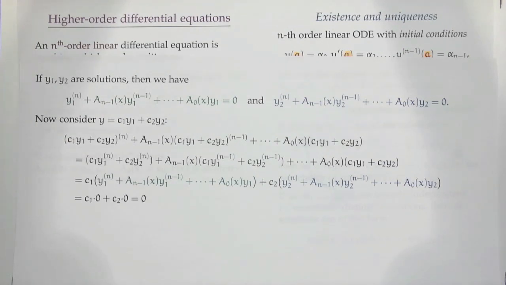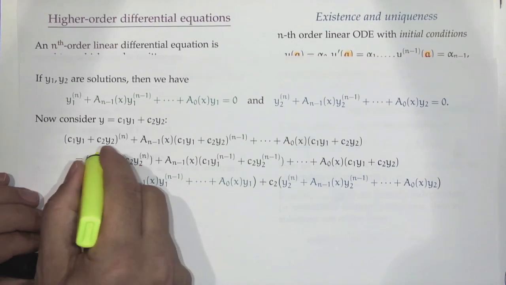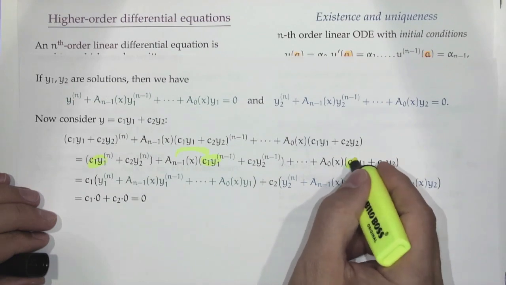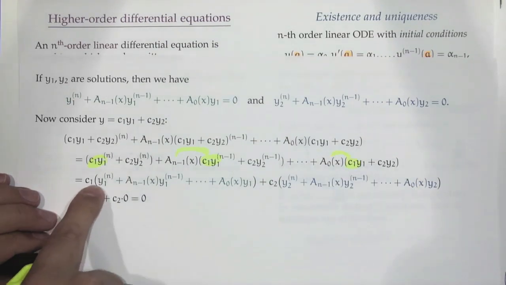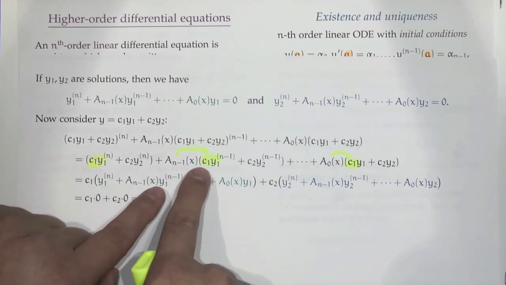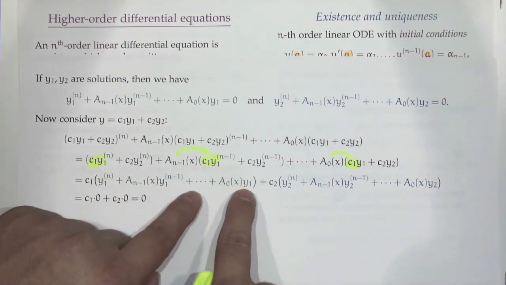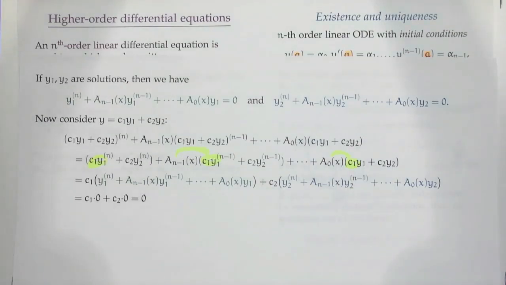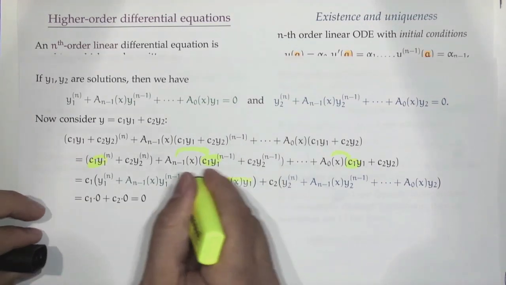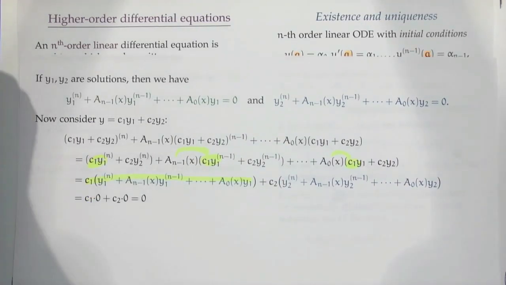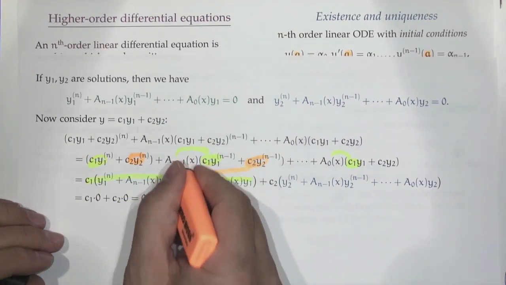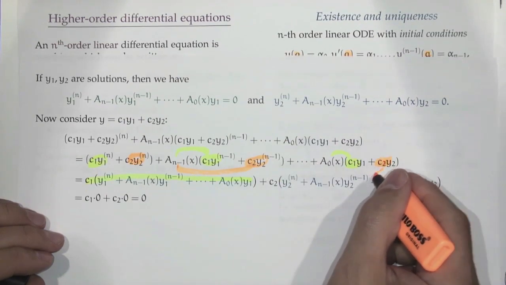Now, I'll gather everything which has a c1. This term has a c1, this term has a c1, all the way down to the end. So I have a c1, there's a y1 to the n, here there's an a_{n-1}(x) times y1 to the n minus 1, all the way down to a_0(x) times y1. Then do the same thing with c2. You've got a c2 y2 there, a c2 y2 there, multiply in, and so forth, all the way to the end.